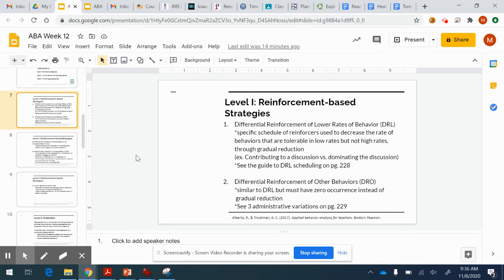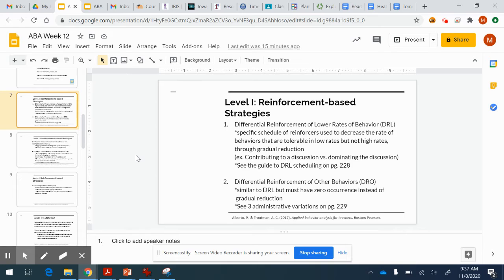The second one, differential reinforcement of other behaviors, so DRO. It's similar to DRL, but instead of gradually decreasing, we want that to drop down to 0 occurrences. On page 229, they offer several different administrative variations. When we're using DRO, we want to make sure that reinforcement is contingent on the non-occurrence of behavior. So they only get reinforced if they do not exhibit that behavior at all.